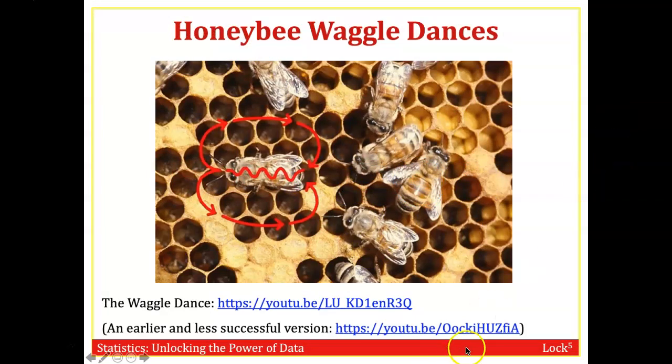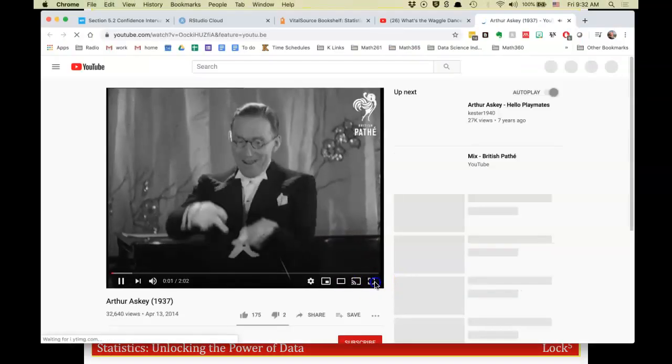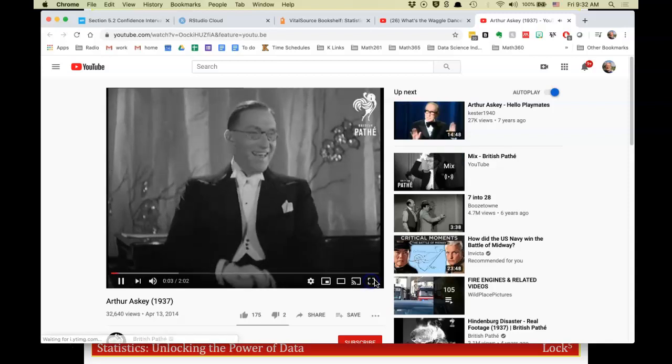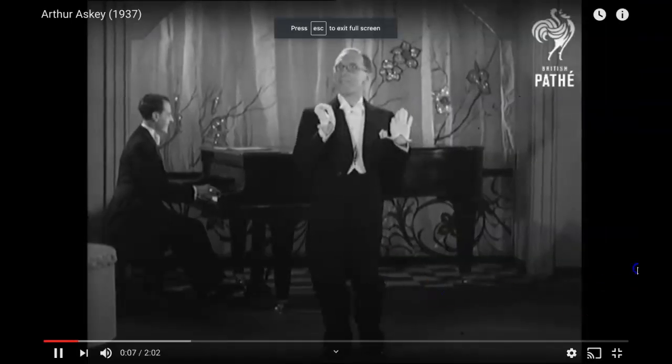Now, you may think, all right, the first time they did the waggle dance, they had it right, but apparently there was an earlier and less successful version of the waggle dance. But you might want to take a quick look at that before we go on. I'm going to sing you my little song about my little thing that I entitle The Bee.